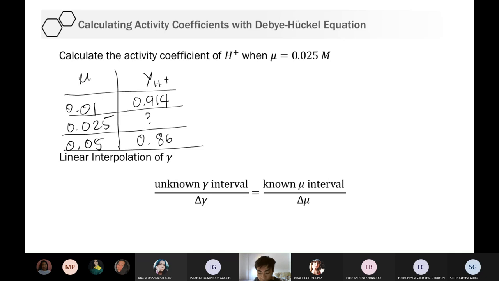Pwede na tayo dito mag-linear interpolation. So we will use this equation to solve for the missing term here. So ano yung unknown interval ng gamma? Okay, so basically, ang gagawin mo lang dyan is ganito. So kapag unknown interval gamma, so yung highest gamma minus the unknown, okay? So 0.914 minus gamma. Then ano yung delta gamma? Yung delta gamma is yung highest minus the lowest, okay? So again, kapag unknown interval, highest minus the question mark. Pag delta gamma, highest minus the lowest.